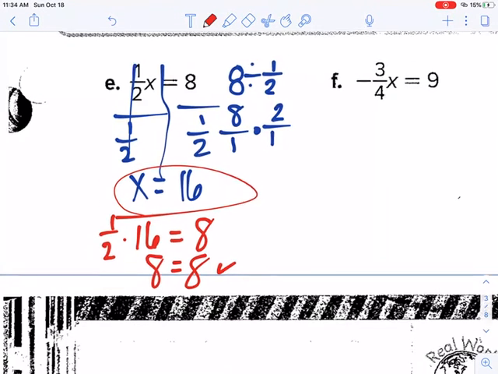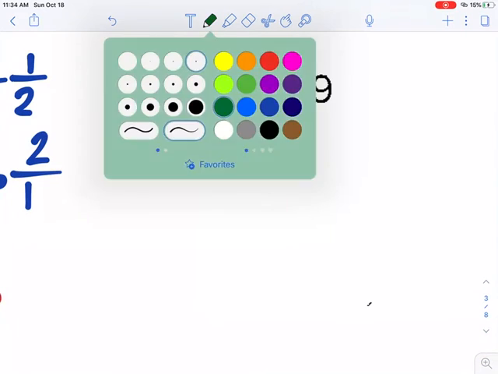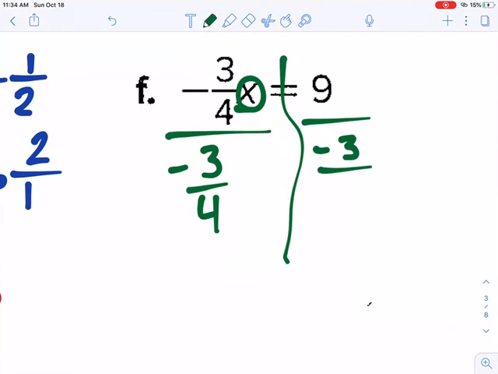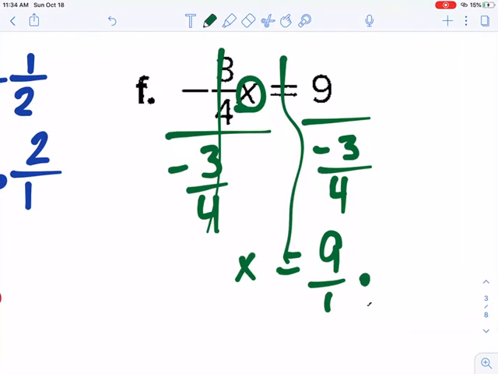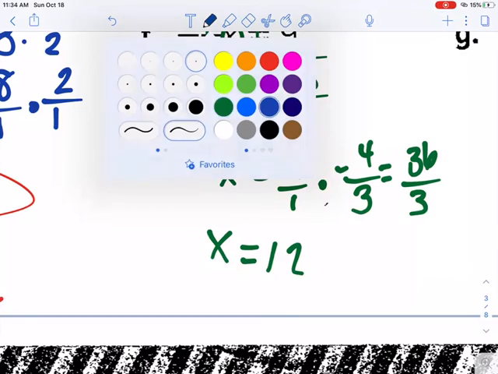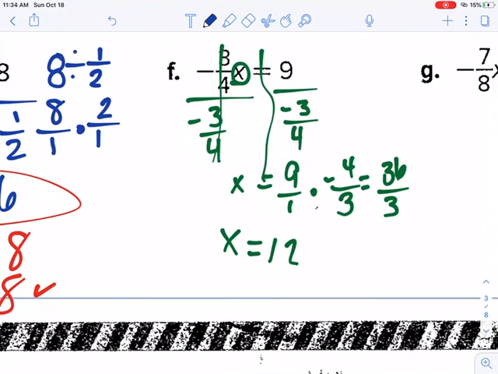Okay, look at letter F. -3/4 times x equals 9, so we're going to divide by -3/4. Again, this can be changed into multiplication, and we're going to flip the 3/4. You get 36/3, which is 12. All right, let's see if that works out. If you hear noise in the background, my window is open, so you probably hear the highway.